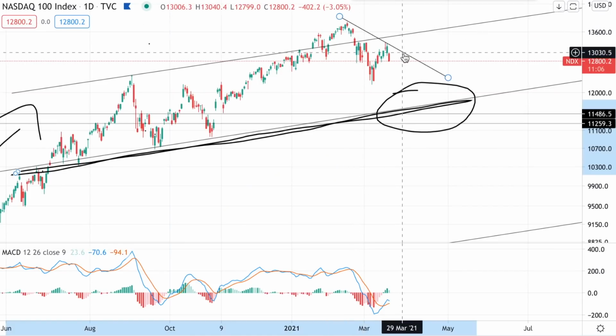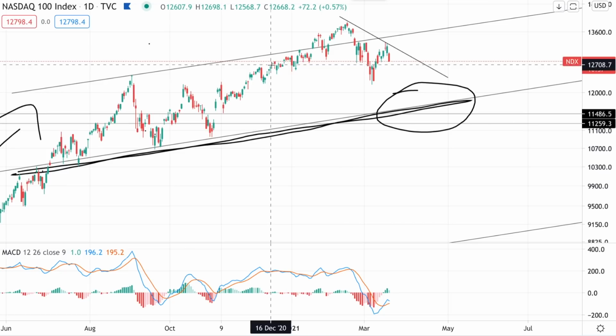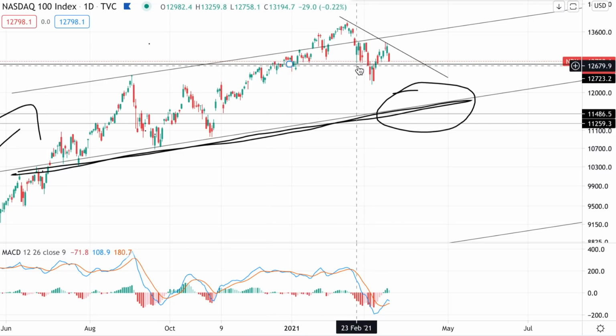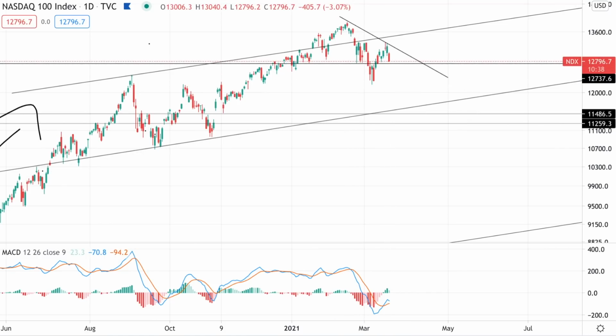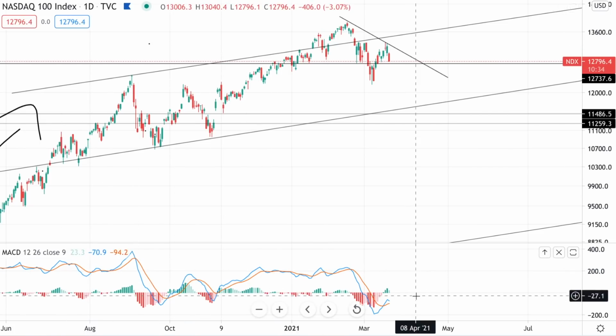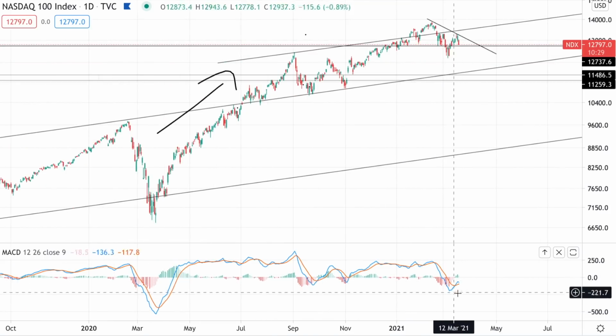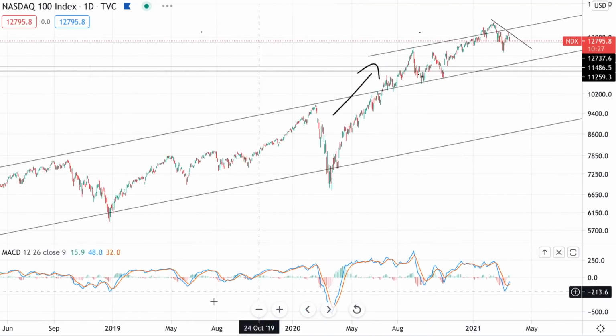If we do react off this trend line that I've drawn and break below that support level we just talked about at 12,760, around right here, if we start breaking through that, that's bad news. And you can see how that would look on the MACD of the daily chart. You'd have another bearish crossover below the zero line. That's extremely bearish.